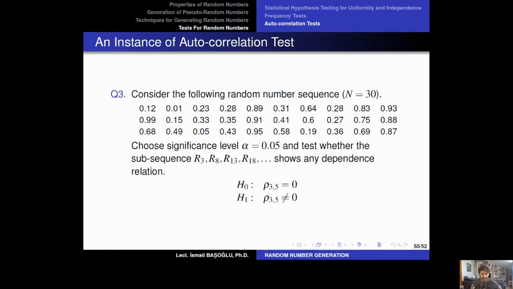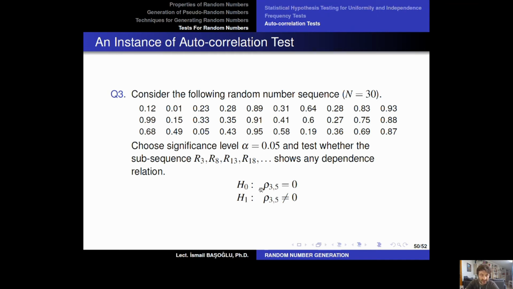Now let's practice this testing procedure in this final example. So we have this random number sequence that consists of 30 numbers. You realize that we have already told you that at every fifth number we observe a large value, but actually we are not going to test this subsequence. Instead, the question tells us we need to check the autocorrelation within the proper subsequence, starting from the third index and moving ahead at every fifth index.